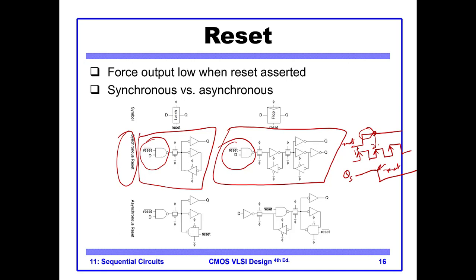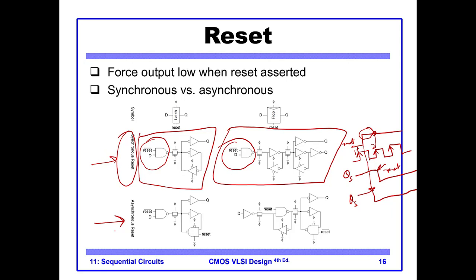Now if it was an asynchronous reset, the behavior would have been something like this: it is 1, and whenever the reset becomes 1, the output simultaneously becomes 0. So the first design is for synchronous, the last design is for asynchronous reset capability.